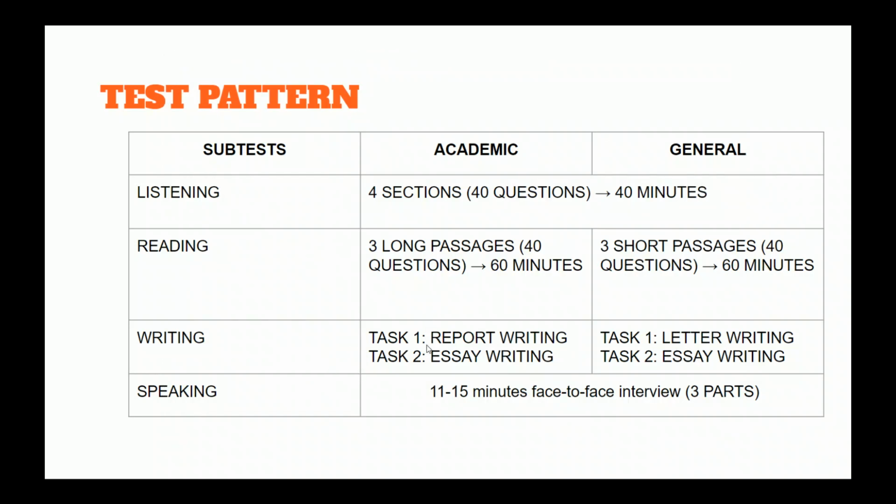The writing, on the other hand, is the same in terms of your task 2, which is the essay writing. Your task 1 differs because with academic, you need to write a report. You'll be given a graph and write at least 150 words to describe it. While in the general training, again, it's a lot easier because you just need to write a letter. I'll show you some examples later, guys.